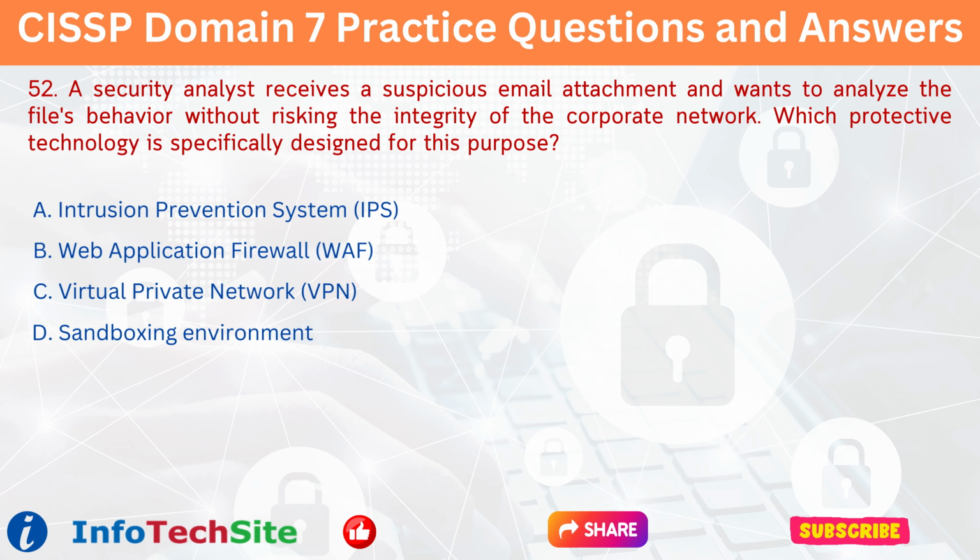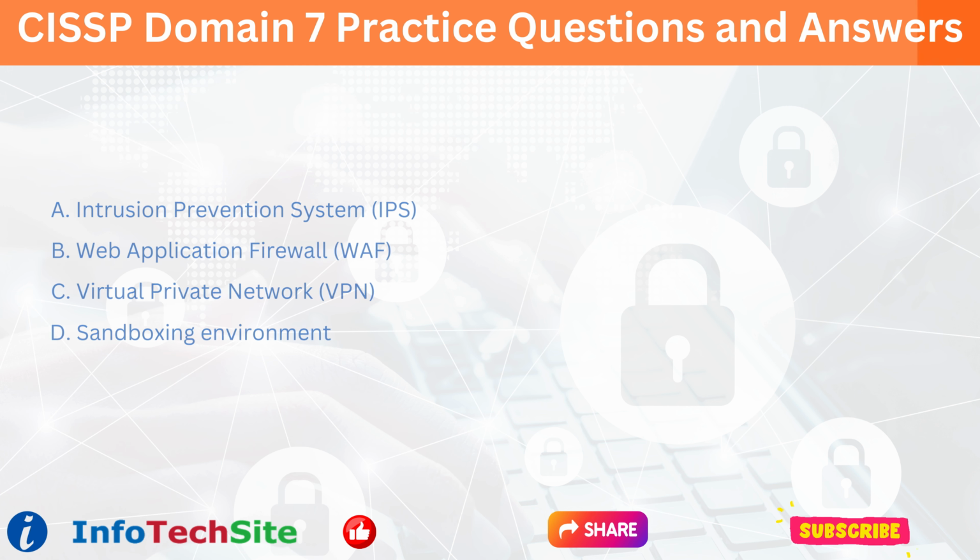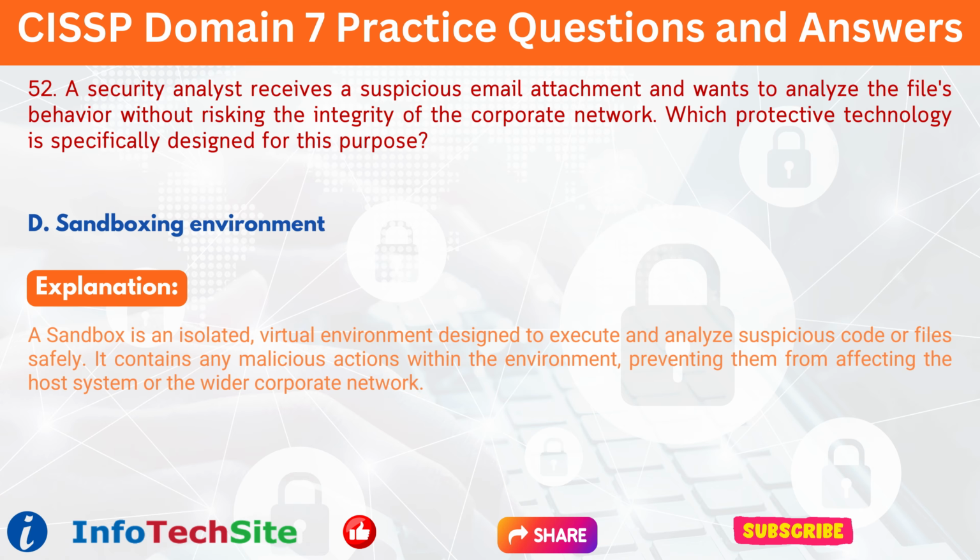52. A security analyst receives a suspicious email attachment and wants to analyze the file's behavior without risking the integrity of the corporate network. Which protective technology is specifically designed for this purpose? A. Intrusion Prevention System, IPS. B. Web Application Firewall, WAF. C. Virtual Private Network, VPN. D. Sandboxing Environment. The correct answer is D.